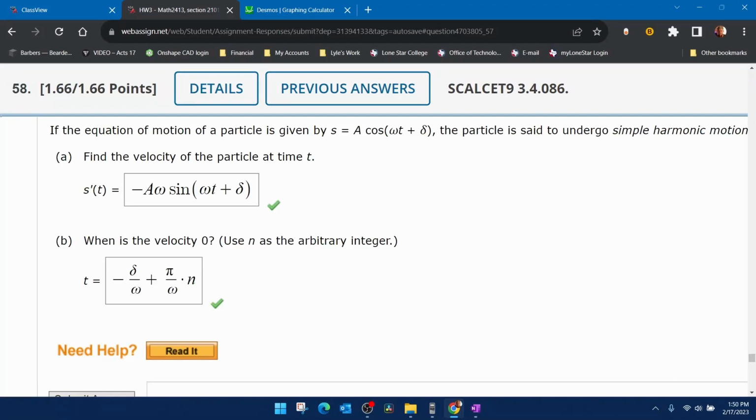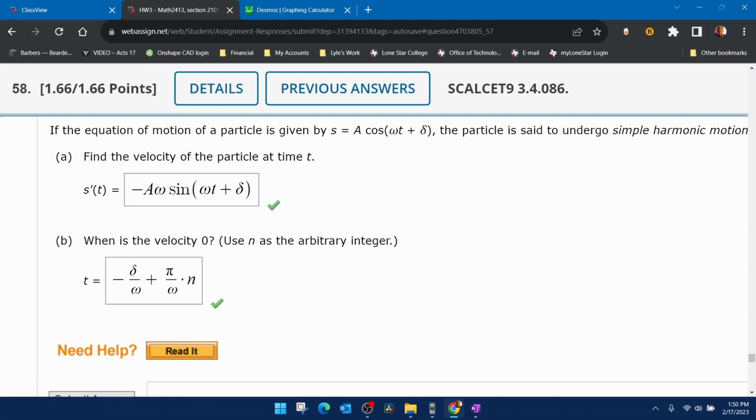Question 58 from our Calculus 1, homework number 3 in WebAssign. It says if the equation of motion of a particle is given by s equals A cosine of omega t plus delta, the particle is said to undergo simple harmonic motion. Part A, they want us to find the velocity of the particle at time t.